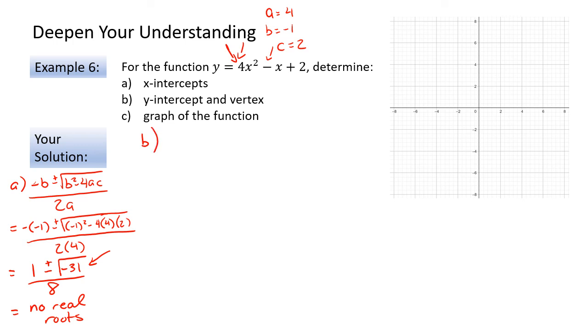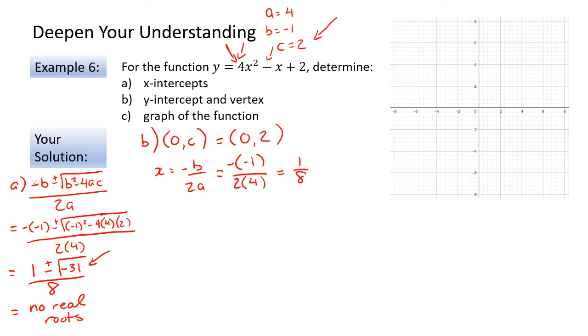B, the y-intercept and vertex. The y-intercept is 0 and c, in other words, the constant value, so this is just simply 0 and 2. For the vertex, remember the x-coordinate is negative b over 2a. In this case, negative times negative 1 divided by 2 times a, which is 4, or in this case, 1 divided by 8. So your x coordinate is 1 over 8.